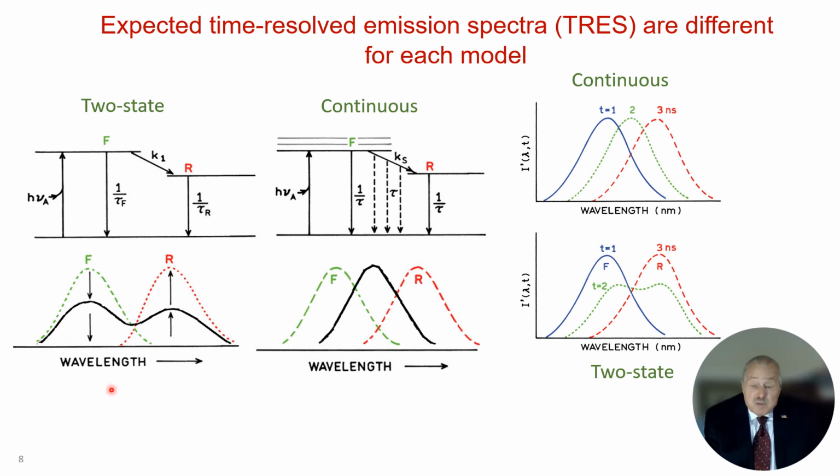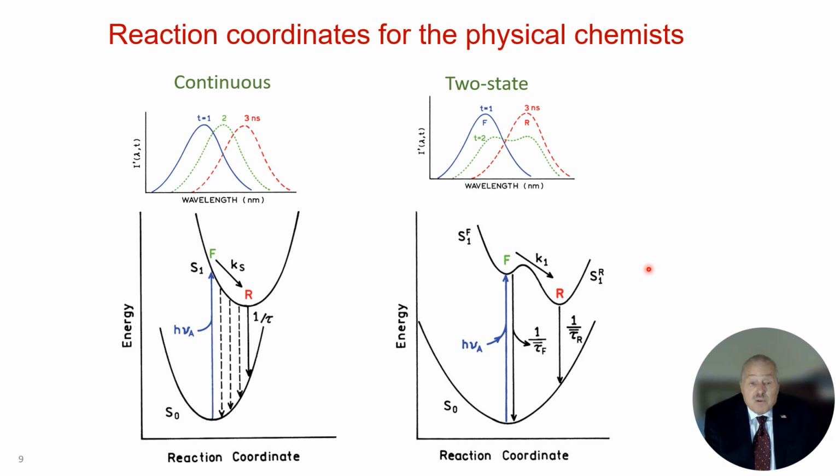If it's a two-state process, we expect we might see separate emission in the time-resolved emission spectra. At the first, shortest time, we only see the F state, then we see a mixture of the two states at intermediate time, and only the relaxed state at longer time. We'll show you some of these time-resolved emission spectra as we go along.